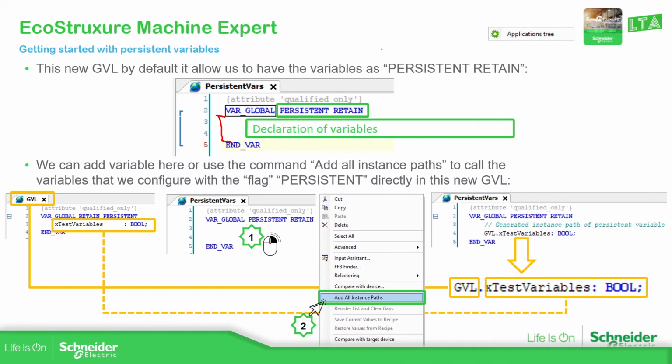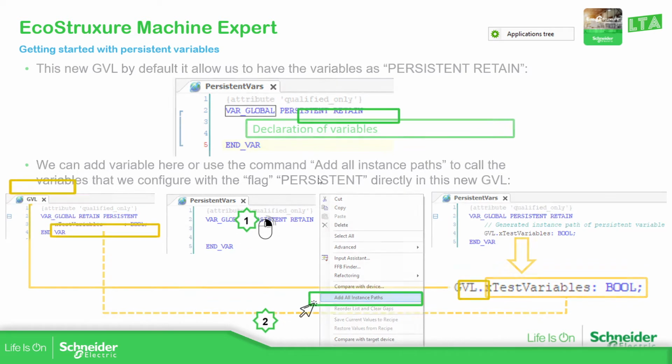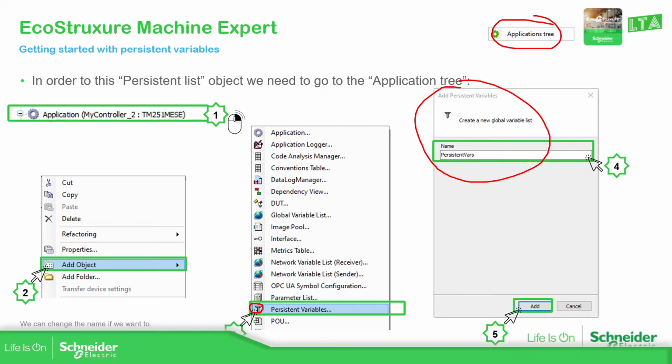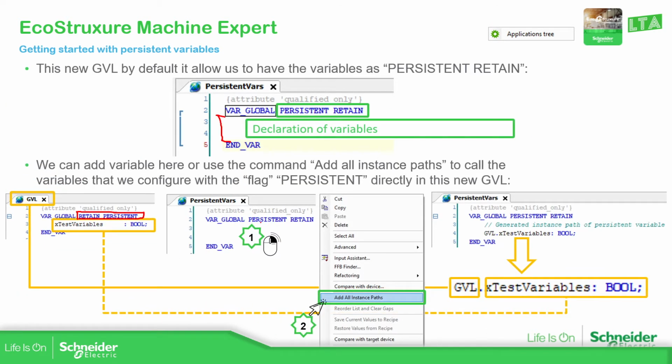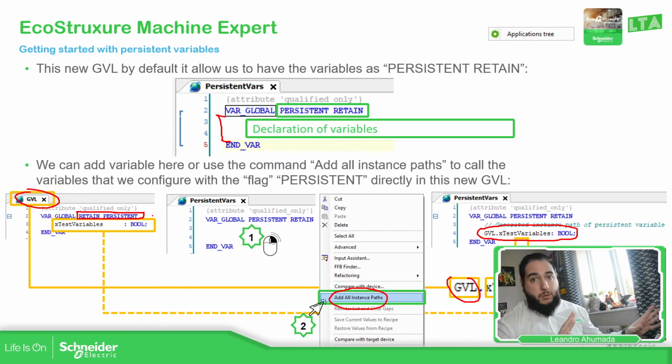So if we continue with this part, what we need to do, once on the GBL, as you saw in this example, I have defined the retain persistent. I have created these persistent vars, which is this one, or here. So if we right click over here in the persistent GBL, we have this option. Once we select this option, you should be able to see that the system generates the complete path. And if you take a look, this is the name of this GBL over here, completed with the variable that I have created over here as a retain persistent. So this is simple.